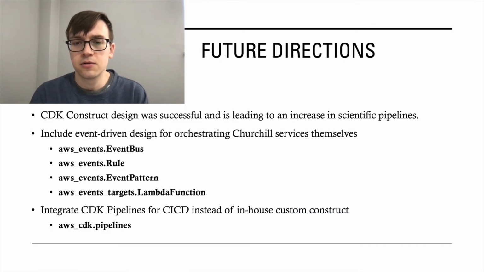This leads to the next point. In the future, we're thinking of including an event-driven design for Churchill itself instead of this global state machine. So our scientists have created more and more services using this simple Churchill service construct, and we're up to about 7 right now, and there are more planned services to add to our pipeline. Because of the number of services, it's actually a little difficult to maintain the overall global state machine.